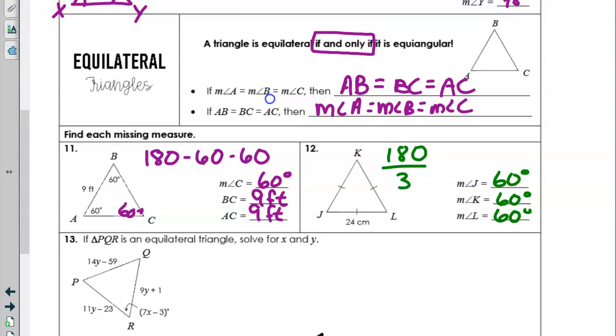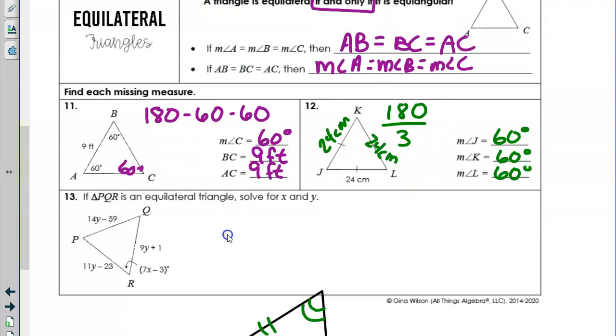Okay. So what is KL? 24, very good. So if this one's 24 centimeters, this one would also be 24. If they're asking that, you could get it, but don't use it to find the angles. You didn't need it to find the angles.